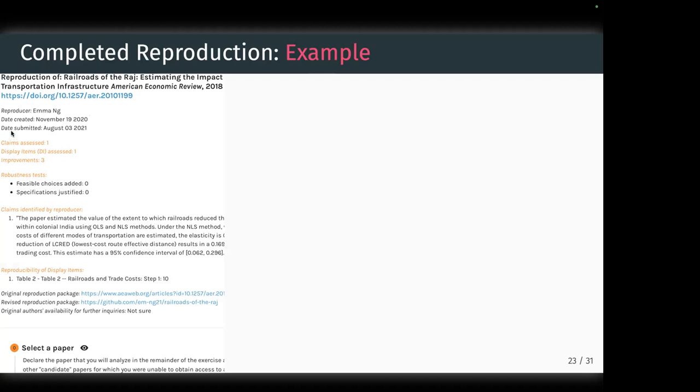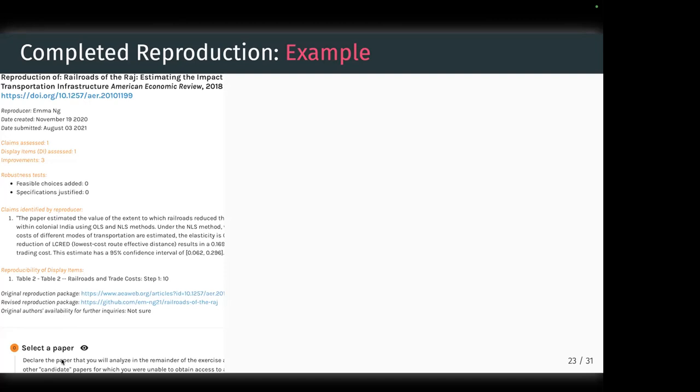Here we're looking at the summary of the reproduction exercise. It says how many claims were assessed, how many display items were assessed, how many improvements were carried out, in this case where there were no robustness tests. Here's the summary of the claim, and here's the score of the display item in question. And here's the link to the original reproduction package and the link to the revised reproduction package.